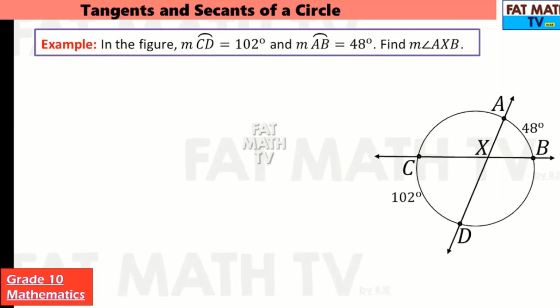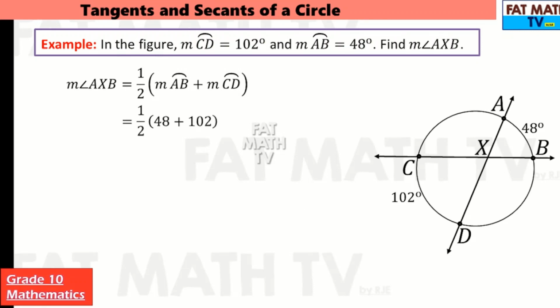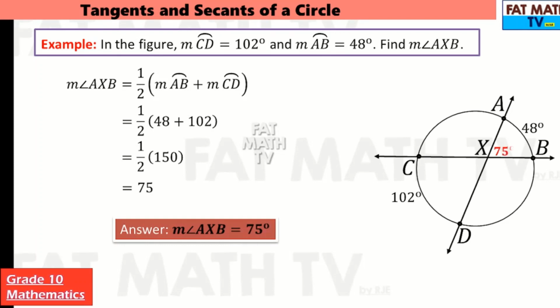In the figure, measure of arc CD is 102. Measure of arc AB is 48. Find the measure of angle AXB. So it's just half the sum. So half the sum of 102 and 48. So 102 and 48, the sum is 150. Half of 150 is 75. So that is 75 degrees.